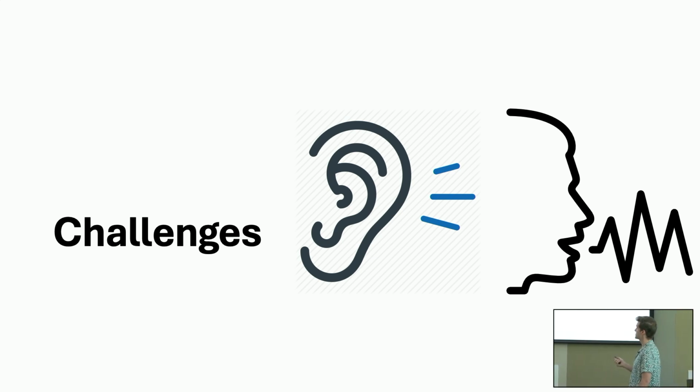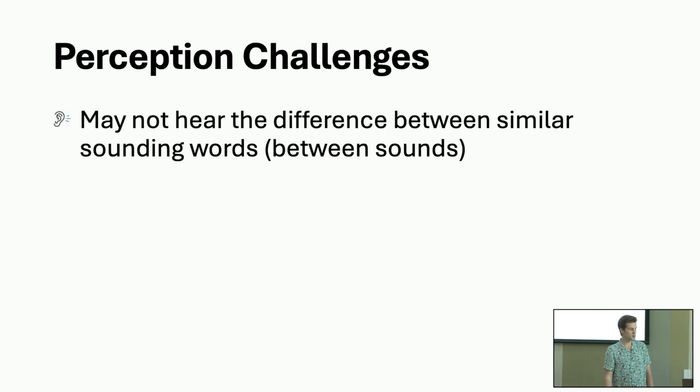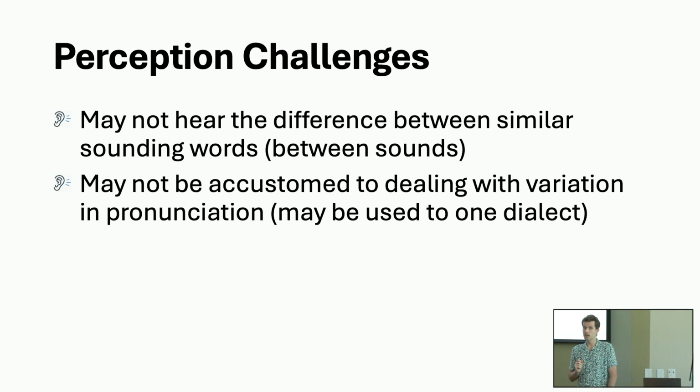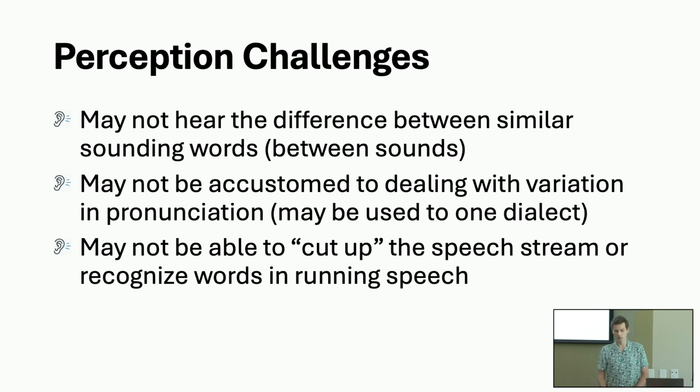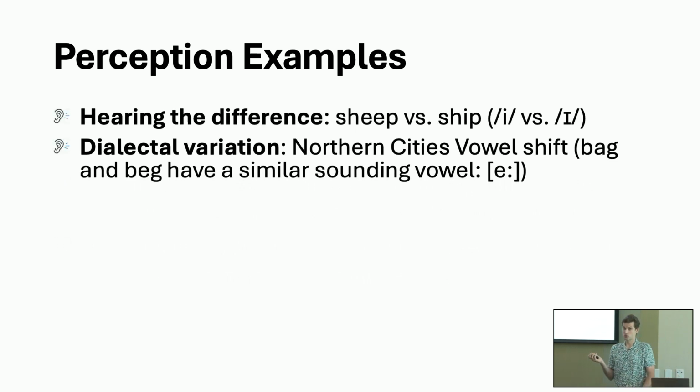And we're going to talk about perception challenges and production challenges, right? So sometimes people may not hear a difference between similar sounding words. So linguists, this is like minimal pairs, right, is what we're talking about. And so really differences between sounds like cat and cut, right, where there's a vowel difference, and that tends to be a big challenge for people who didn't grow up speaking English. People might not be accustomed to dealing with variation in pronunciation, so they might be used to hearing just one dialect, and so they're not used to people pronouncing things in different ways. And another problem people face is they can't recognize words in the speech stream, so it just sounds like a ton of gobbledygook coming at them. You know, they haven't learned how to recognize word boundaries in the language and what the cues to word boundaries are.